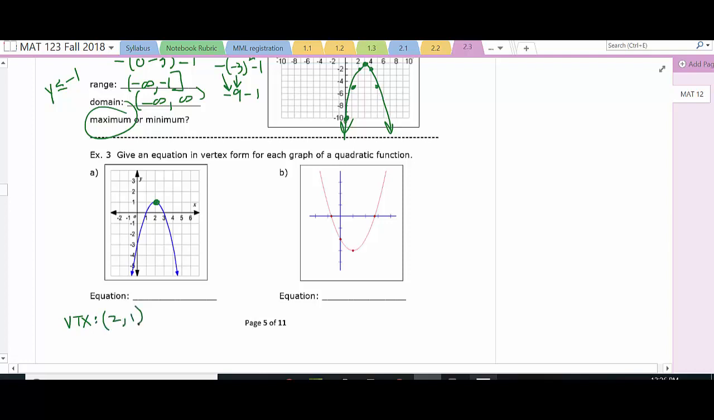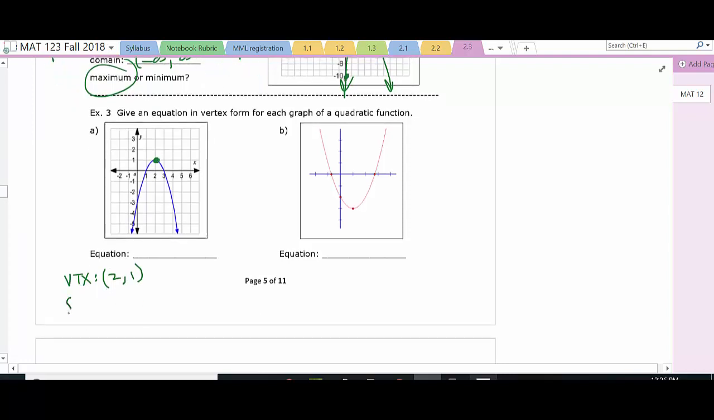Okay, now we're just going to write an equation for this. Now the standard form is this: f(x) = a(x - h)^2 + k. So this is how you put this in. Basically, once you find your vertex, the 2 goes in for h. So you're going to have (x - 2)^2. The 1 goes in for k. So we'll have (x - 2)^2 + 1.